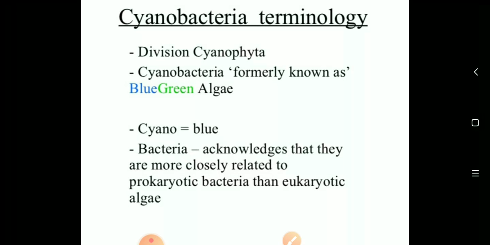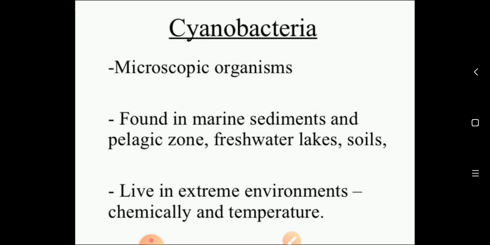As the name indicates, cyano means blue-green in color, and so they are formally known as blue-green algae. And the suffix bacteria shows that they have great resemblance with bacteria, except some differences. So they are known as blue-green algae or cyanobacteria. They come under division Cyanophyta.